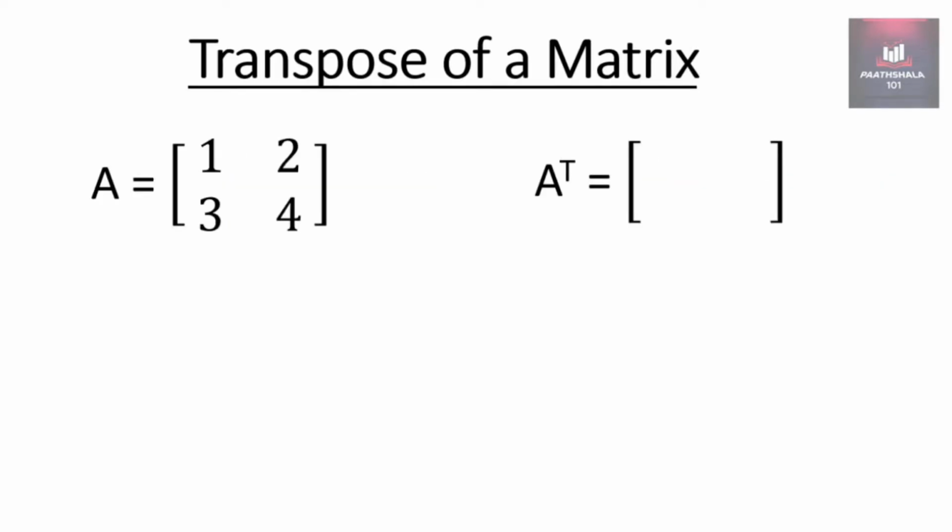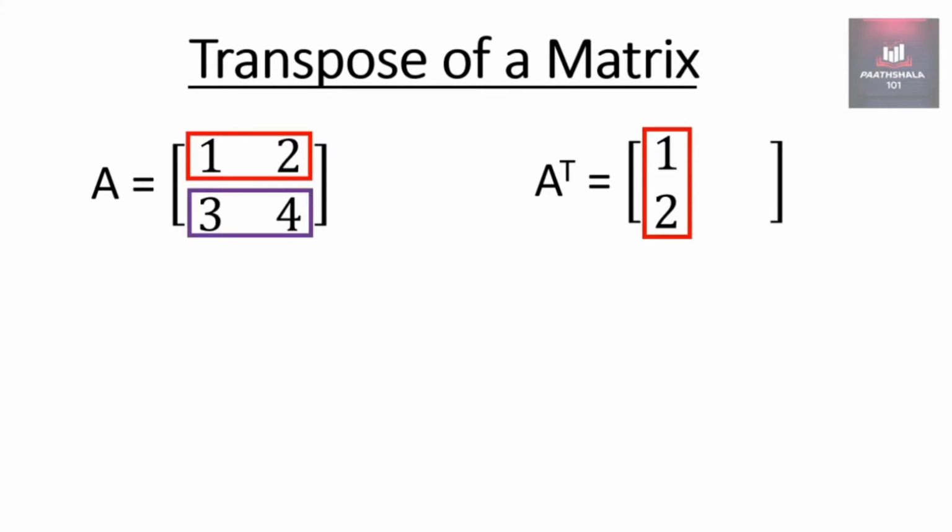Now, let's understand the concept of a transpose with the help of an example. Suppose there is a matrix A. It's a 2 by 2 matrix. Then its transpose A raised to T will be. Now we will select first row of A. That will become the first column of A raised to T. That is 1 and 2.